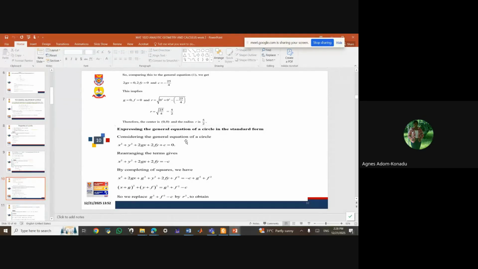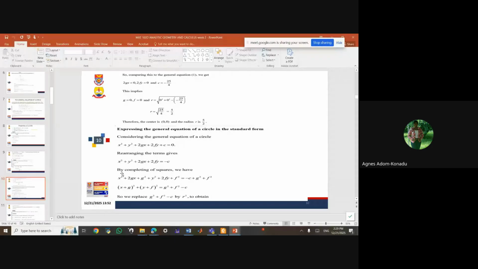Considering the general equation of a circle, x squared plus y squared plus 2gx plus 2fy plus c equals 0, we will rearrange this to get x squared plus y squared plus 2gx plus 2fy is equal to -c. Then we'll use completing the square. Do you remember completing the square? Yes, madam.